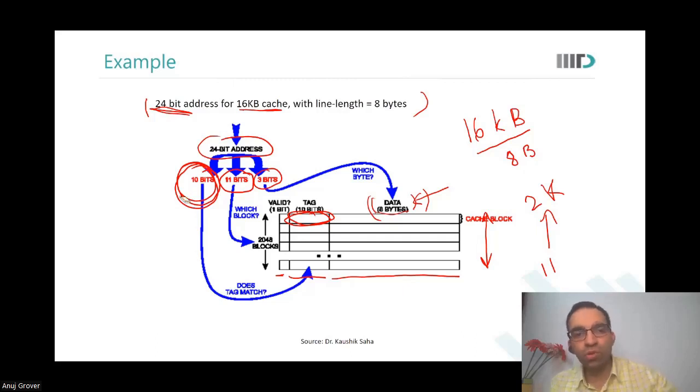So your main memory was huge. You would access it with 24-bit addresses. Your cache is much smaller. You need only 14 address bits to access the cache. But the system, when it sends out the address, sends out the address regarding the main memory. So it always sends out a 24-bit address. And you have to ensure that the address that you fetch from the cache is matching the total 24-bit address.